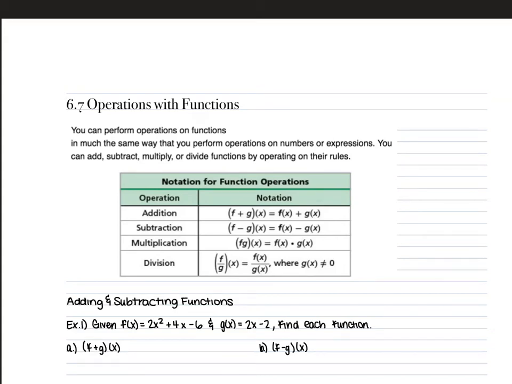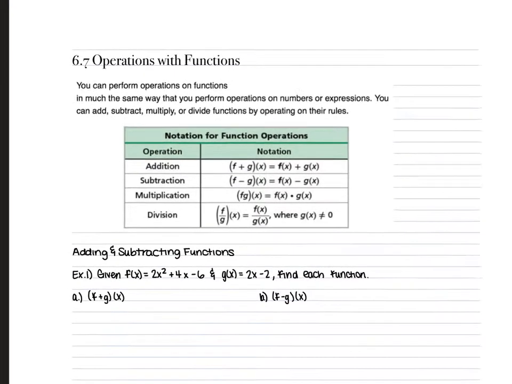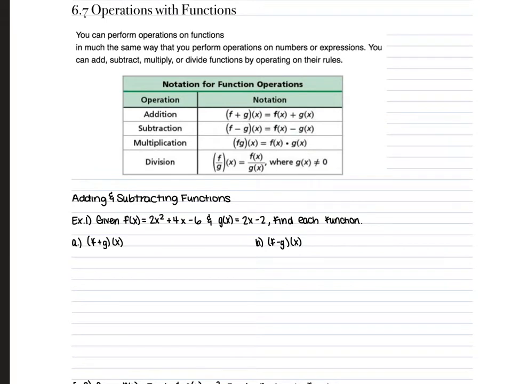6-7 operations with functions. When we're working with operations of functions, they're giving us more than one function. We're either adding the two, subtracting the two, multiplying, or dividing the two. So when we're doing this, we're literally working with the expression part of the function.